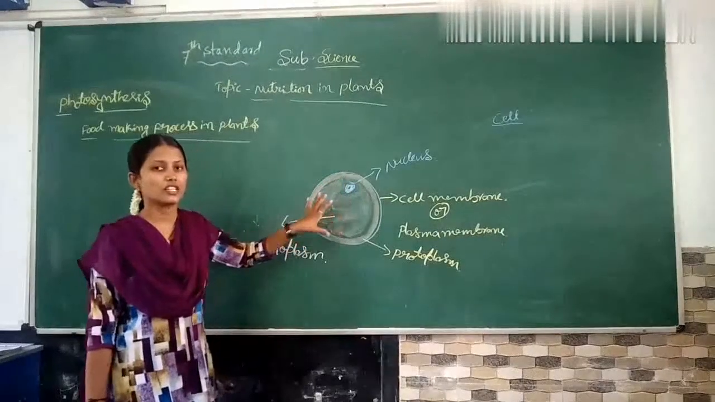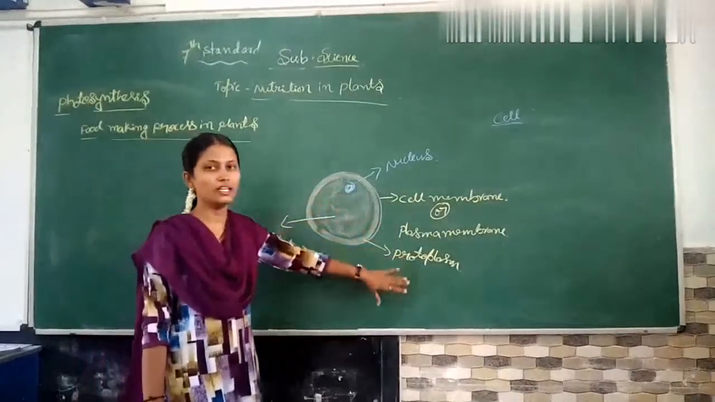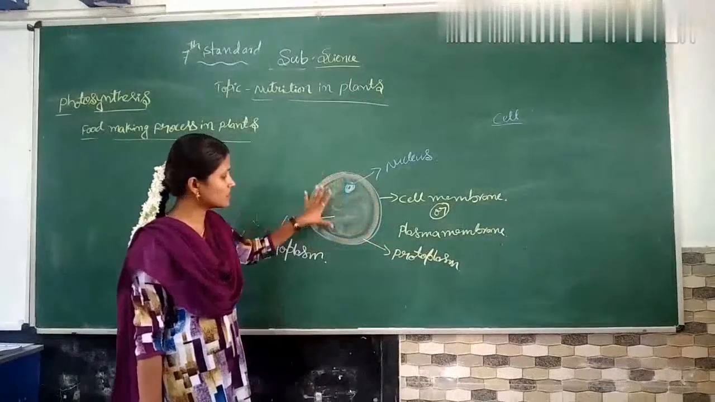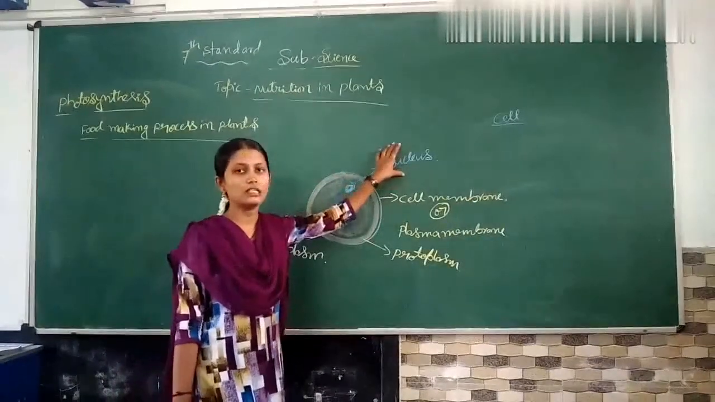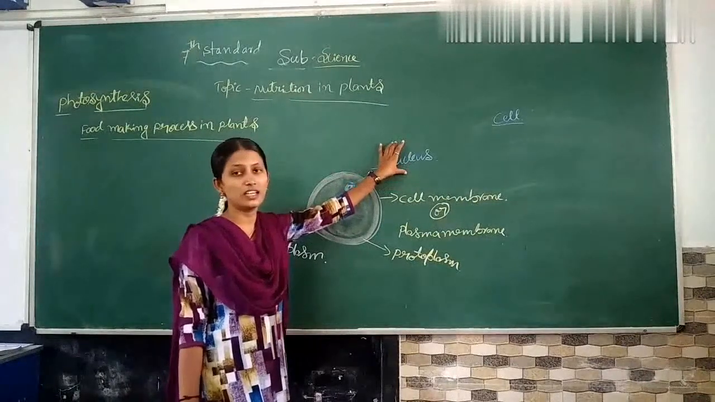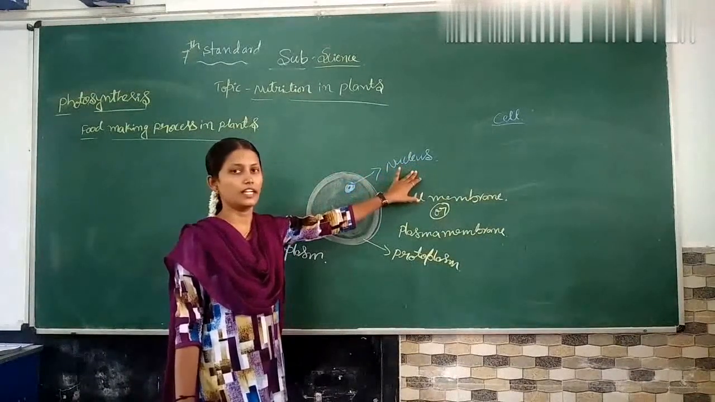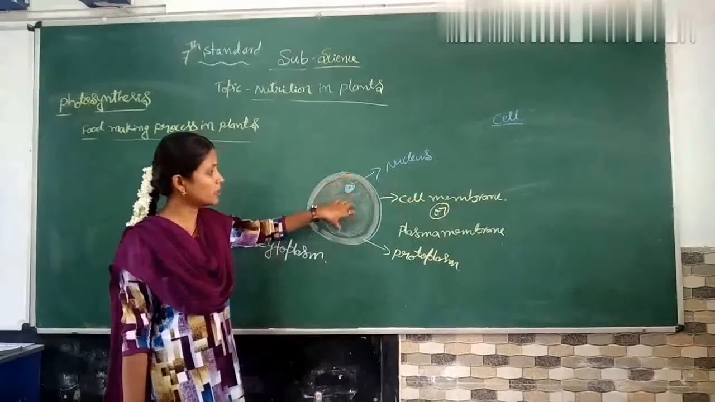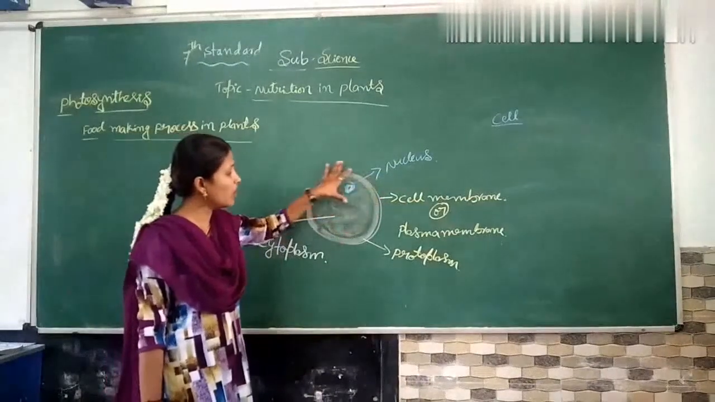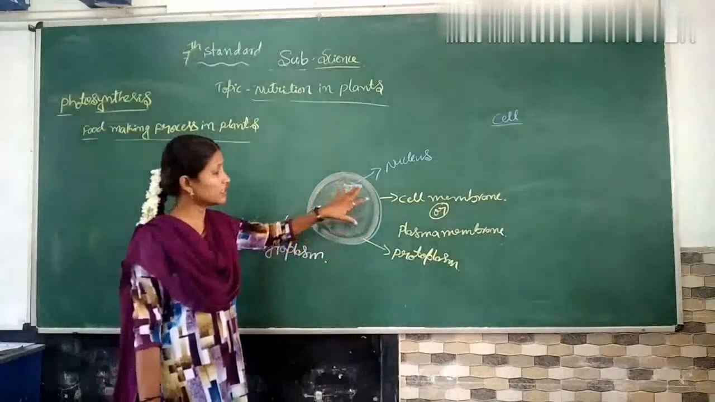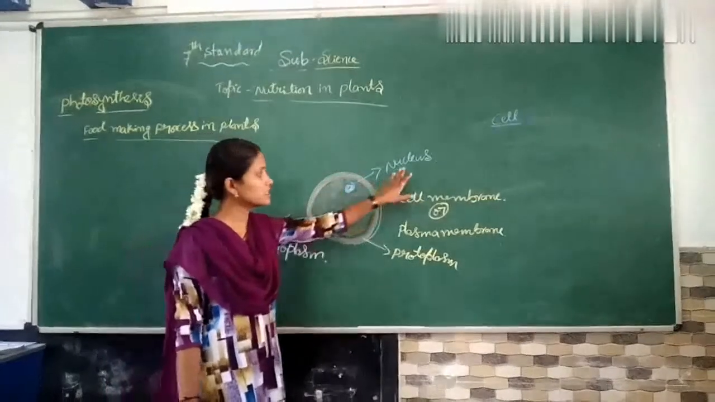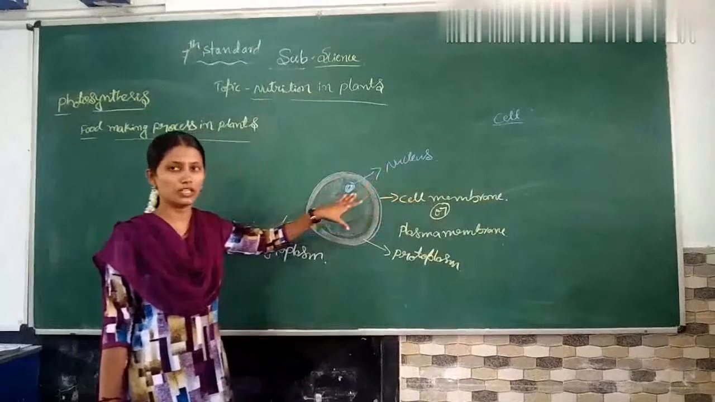Cells are the structural and functional units of a living organism. All these cell functions are controlled by the nucleus. So we call the nucleus the headquarters of the cell. Headquarters means it controls and maintains all the activities that are held in a cell. So the nucleus is called the headquarters of the cell.